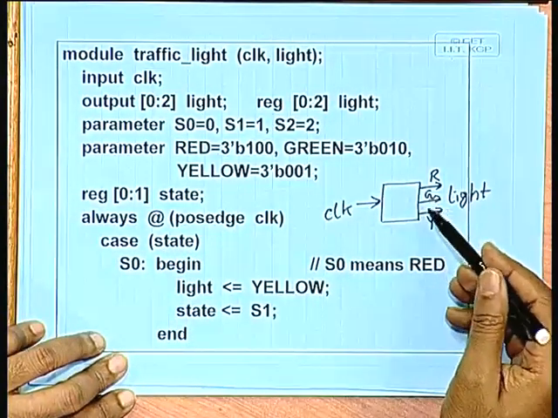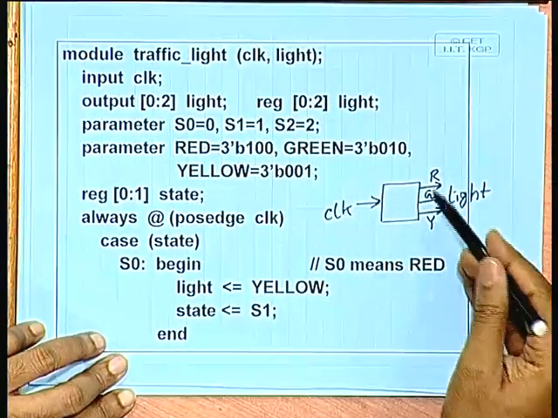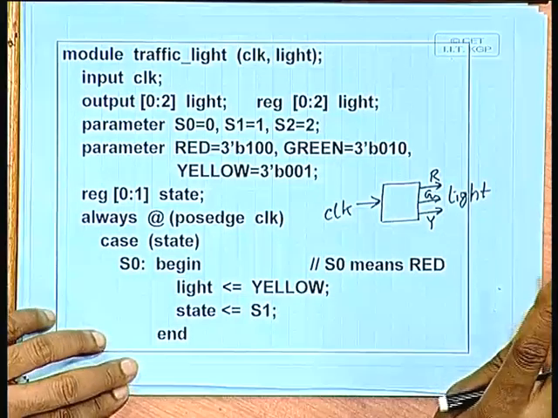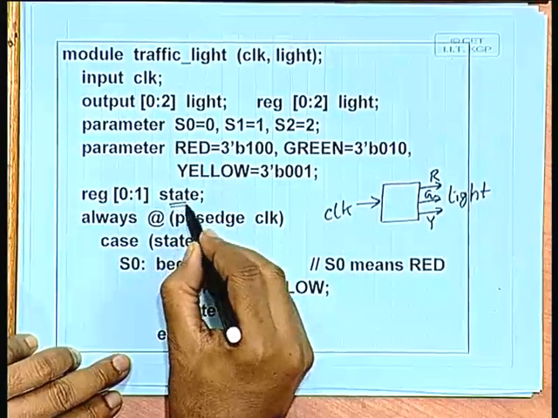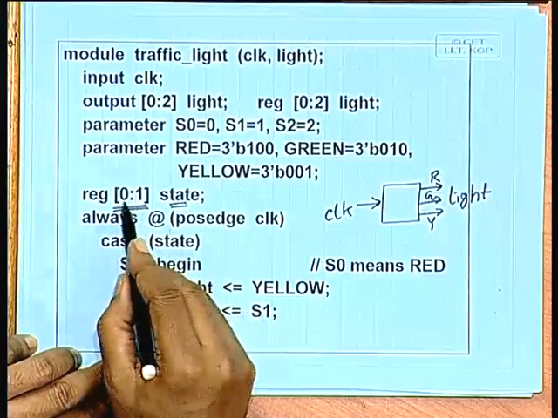And since the FSM can be in one of 3 different states, we need a minimum of 2 state variables or 2 flip flops to store the state. That is why the internal state we are representing as a 2-bit vector. It is of type reg of 2 bits.